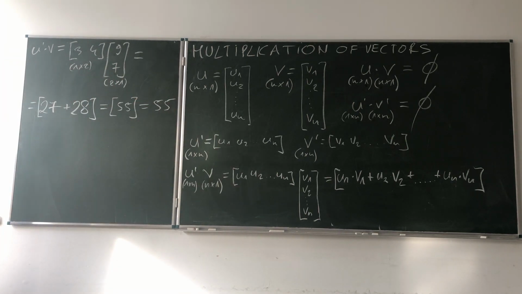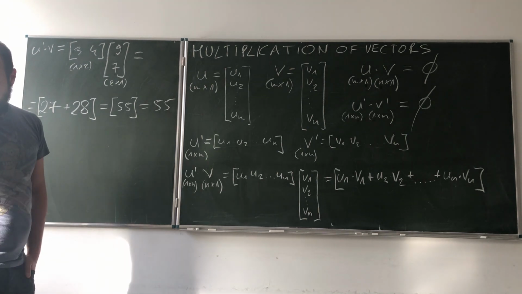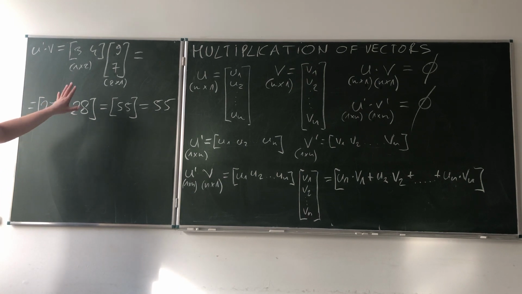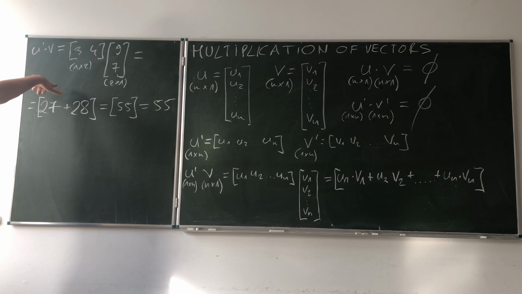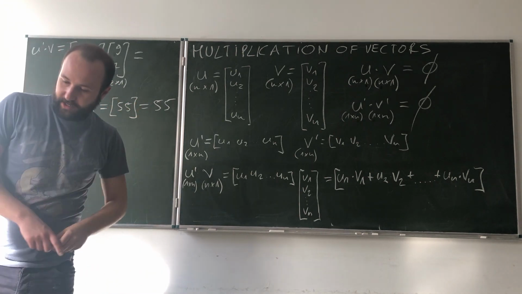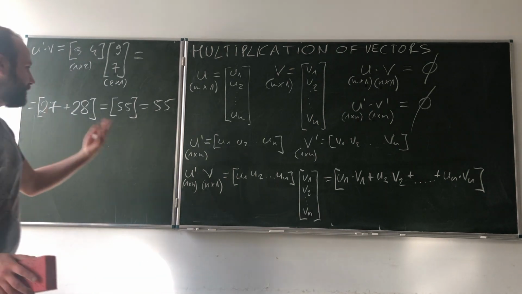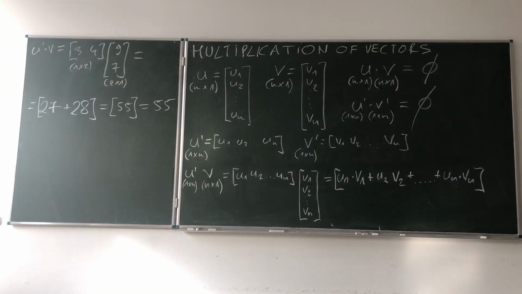But, as we said, this is just a number. So, I can get just one single number. And look, what we are getting in this particular case is something that we call scalar product. Because when we multiply everything out, we just get a scalar. Okay, so now we know how to multiply vectors.